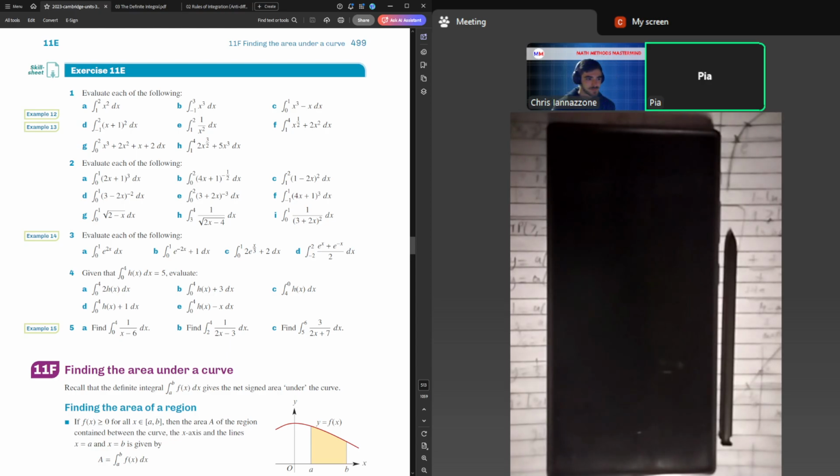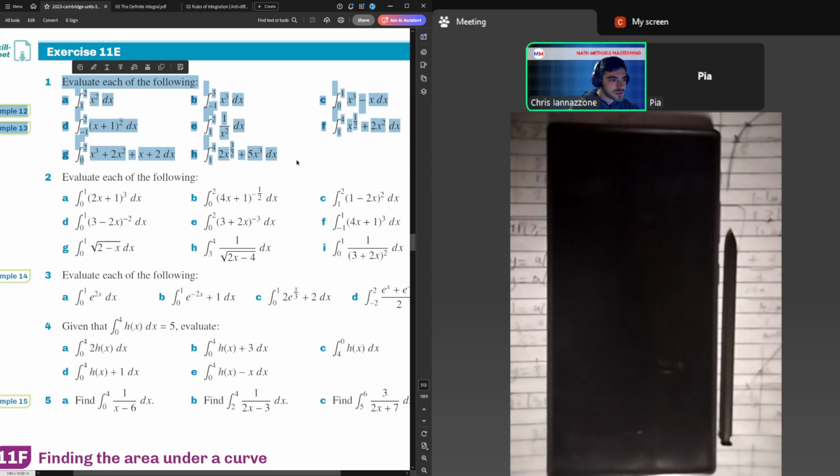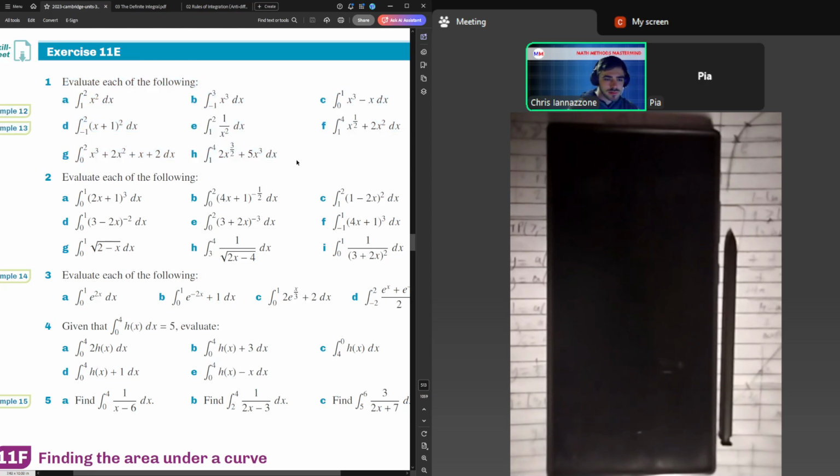I got 7/3. 7/3 is correct. Yeah, nice and simple. A lot of these are going to be similar levels of difficulty. You're going to have fractional values, you're going to have squared things. Is there anything in question 1 that's worth having a look at in any more detail? I think it's okay.